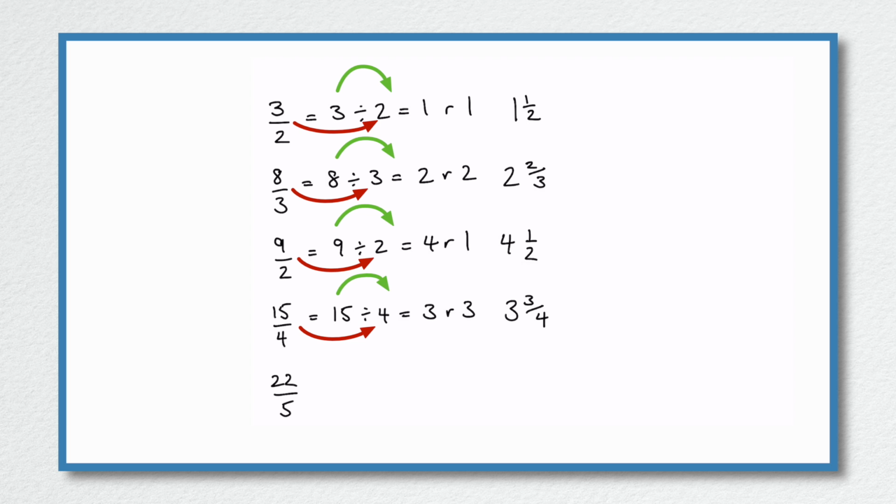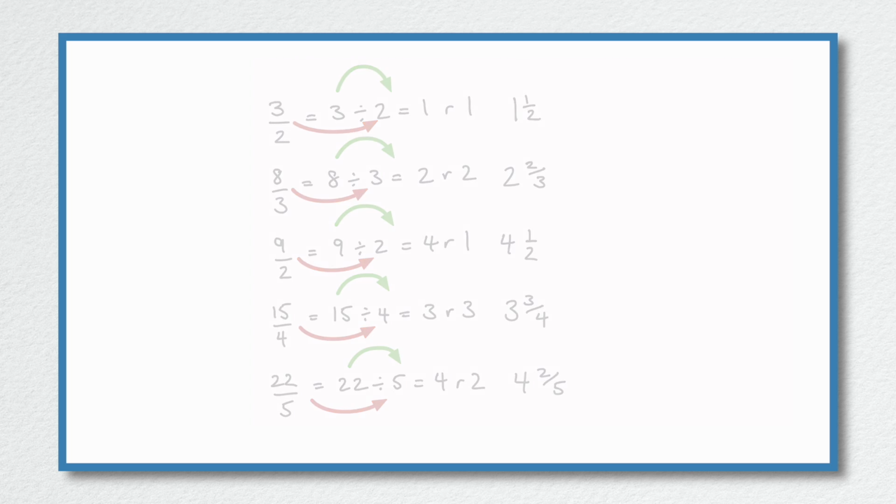And here's the final one I'm going to do. 22/5. Pause the video if you want to have a go yourself. 22 divided by 5 is 4, because 5 4s are 20, with 2 left over. 4 remainder 2. So 22/5 is 4 whole ones and 2/5.